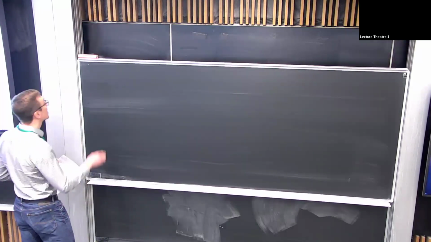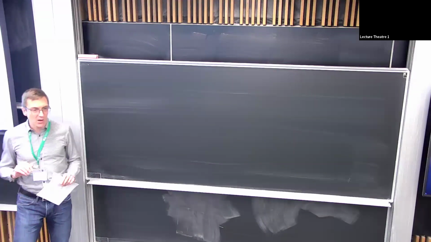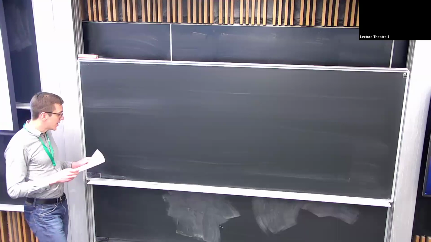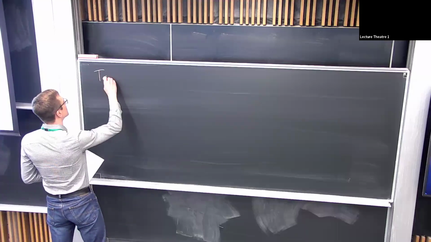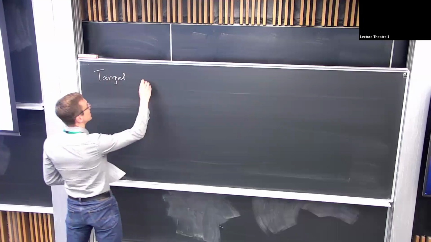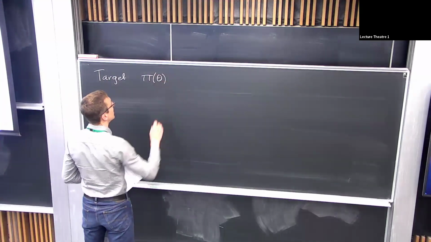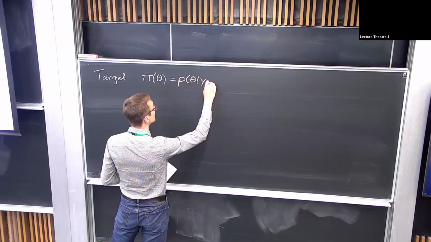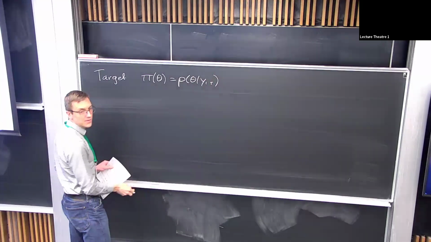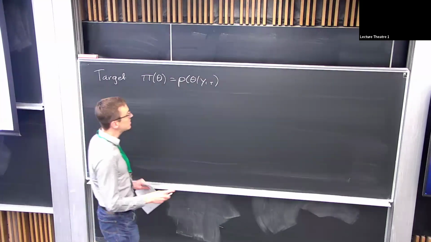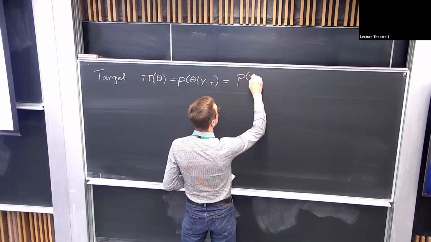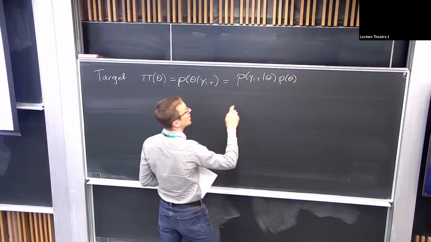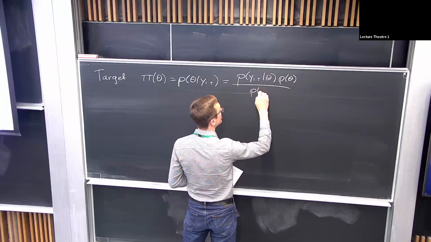So with this idea now with auxiliary variables, we'll see how we can come up with this pseudo-marginal approach, and the particle Metropolis-Hastings as one example of this. So the target distribution that we have is now pi of theta, which is the name for this posterior distribution over theta given the data y1 to T. And by Bayes' rule, we can write this as prior times likelihood divided by this marginal likelihood.